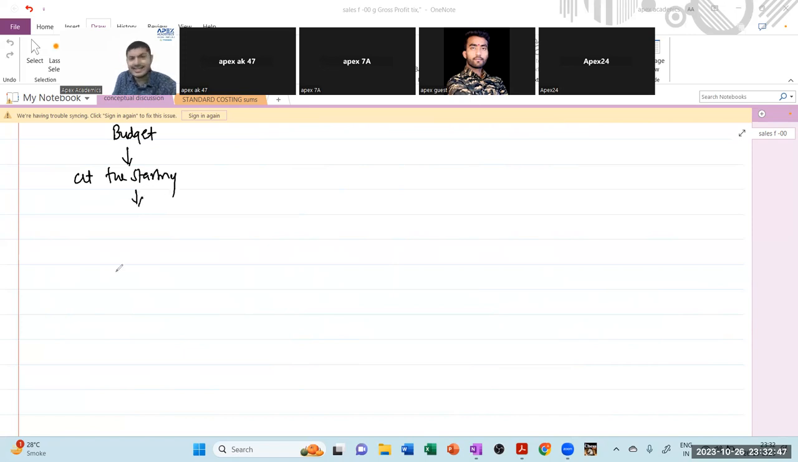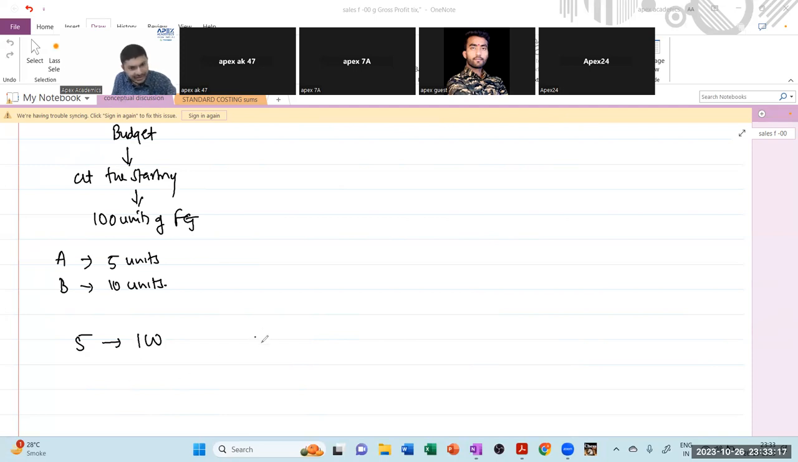And at the starting, I say that I am going to make 100 units of finished goods, which will require from A 5 units, right? Which will require from B 10 units. So I need 5 units to make 100 finished goods. I need 10 units to make 100 finished goods. This is what I understand.